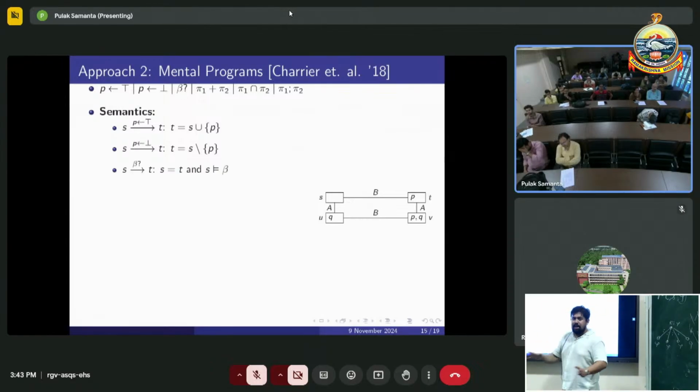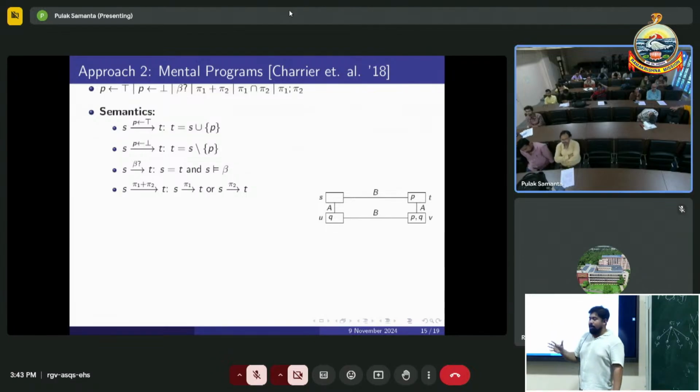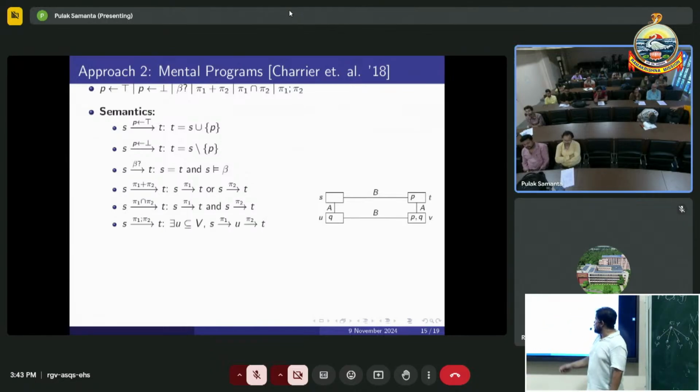Beta is the PDL-like test. It says that S and T are the same valuation and both of them satisfy beta, and beta is actually a propositional formula. For pi 1 plus pi 2, most of you might have guessed, either S and T are related using pi 1 or S and T are related using pi 2. Then there is intersection, and then there is concatenation, which says there exists a middle valuation U such that pi 1 takes you from S to U and pi 2 takes you from U to T.